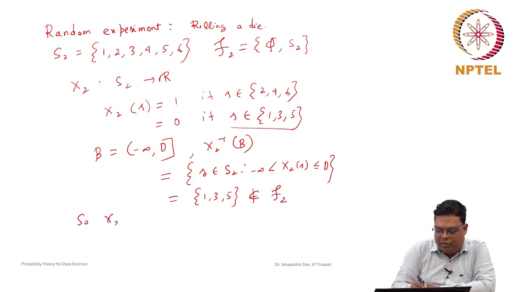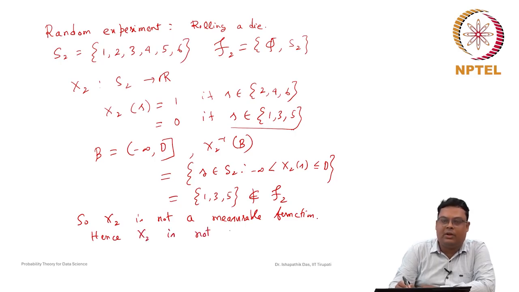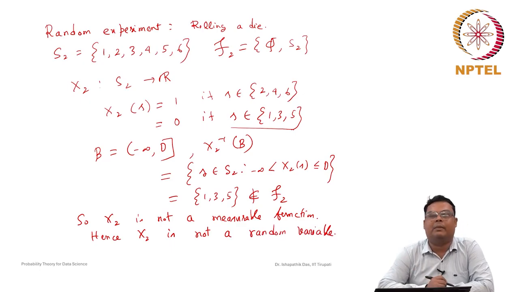So X2 is not a measurable function. Hence X2 is not a random variable.